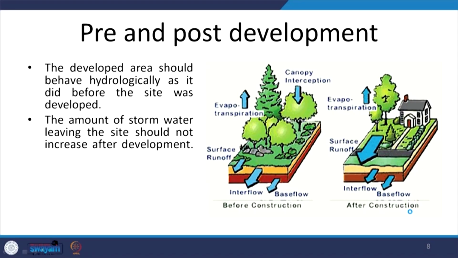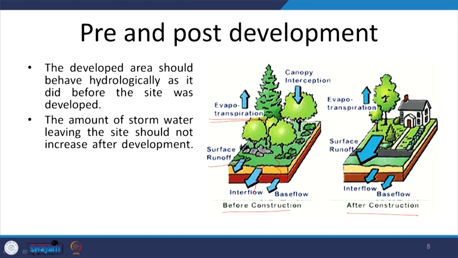So, when we are designing a site, we are looking at the pre and post development scenarios. What we have to try doing is we have to have the same amount of runoff even after the development as it was before the development and construction had taken place. So, if this was the undeveloped site and there was a lot of vegetation, there was water which was going towards evapotranspiration, and then there was surface runoff, there was interflow which was right beneath the surface, and then there was base flow where the water was actually percolating to the ground.